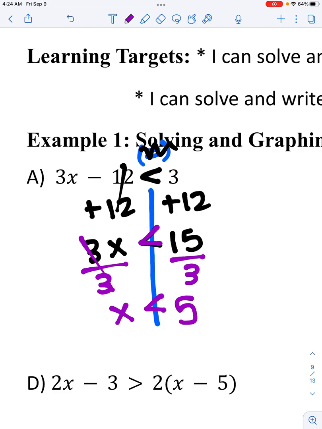So this is telling us that any number that is less than 5 would be a solution to this inequality. I could plug in 4, 3, 2, 1, decimals. The not equal to just means I can't plug in the number 5. That would be false, because I don't have the "or equal to."